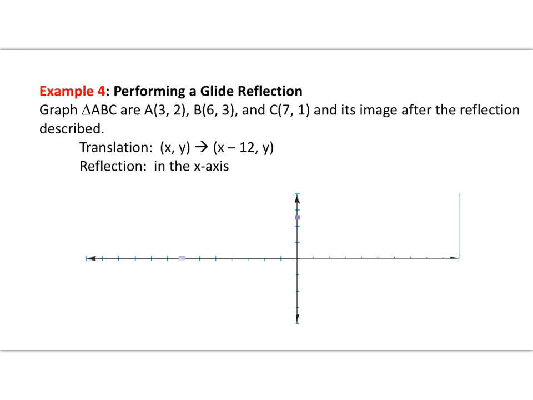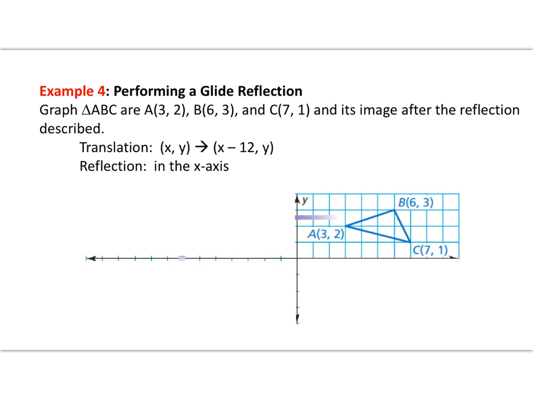All right, let's perform a glide reflection with example 4. Graph triangle ABC at the following vertices, (3, 2), (6, 3), and (7, 1). And then we're going to translate according to this rule. Our rule is that we're going to move to the left 12, and then there's no change in the y-coordinates, so we will not move up or down. And then we're going to reflect in the x-axis. So we start by graphing our pre-image, so it should look something like this.